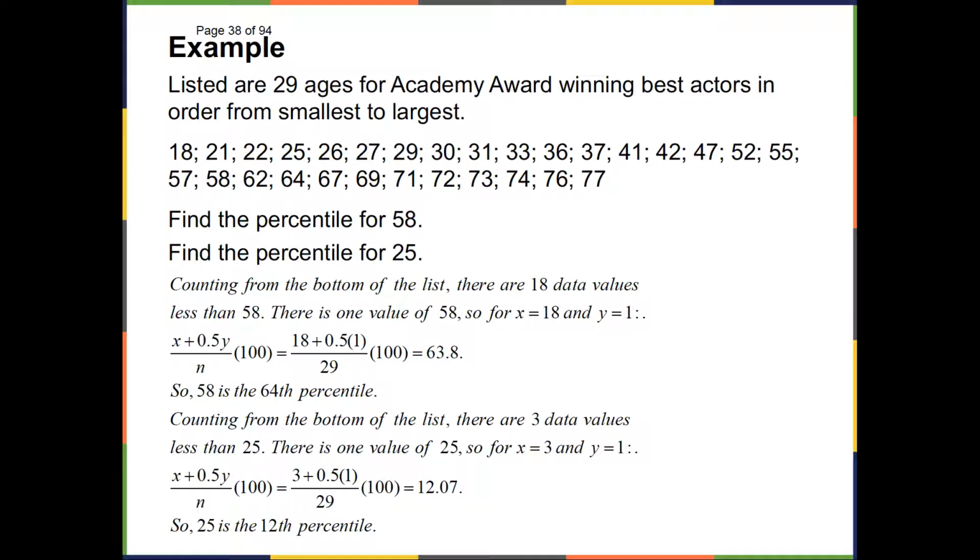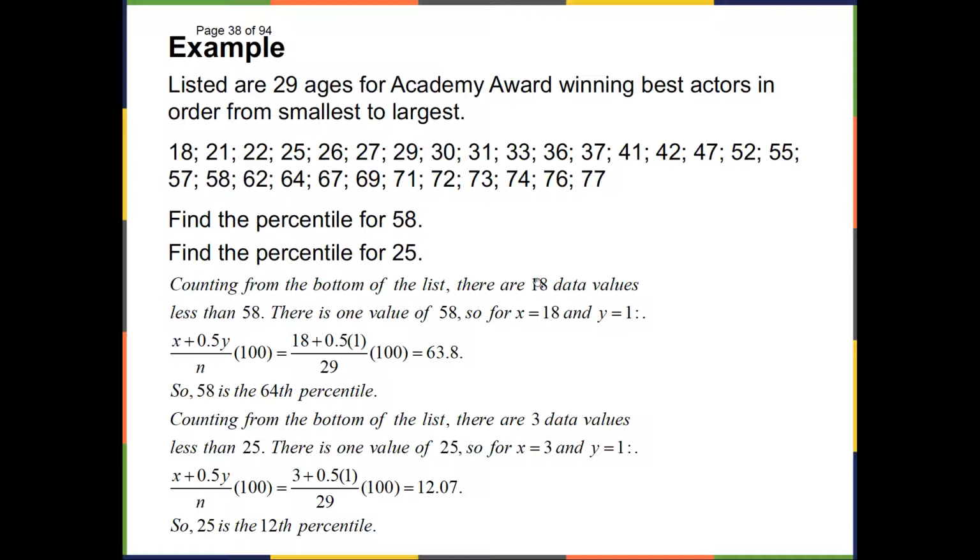Okay, so going back to the Academy Award winners, Best Actors, 18 to 77. Again, the data is organized smallest to largest. And if I want to find the percentile for the person that is 58 years of age, then I'm going to count from the bottom of the list, and we're going to see that there are 18 values that are less than 58. Let's just do it this way. 1, 2, 3, 4, 5, 6, 7, 8, 9, 10, 11, 12, 13, 14, 15, 16, 17, 18. I can confirm there are in fact 18 data values.